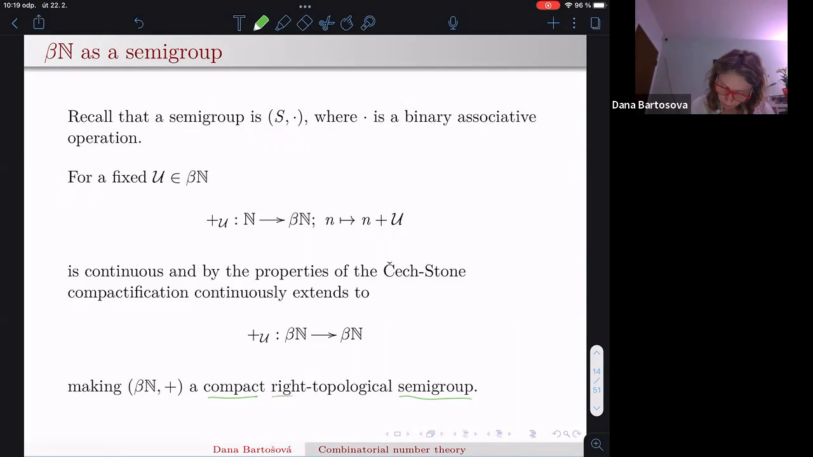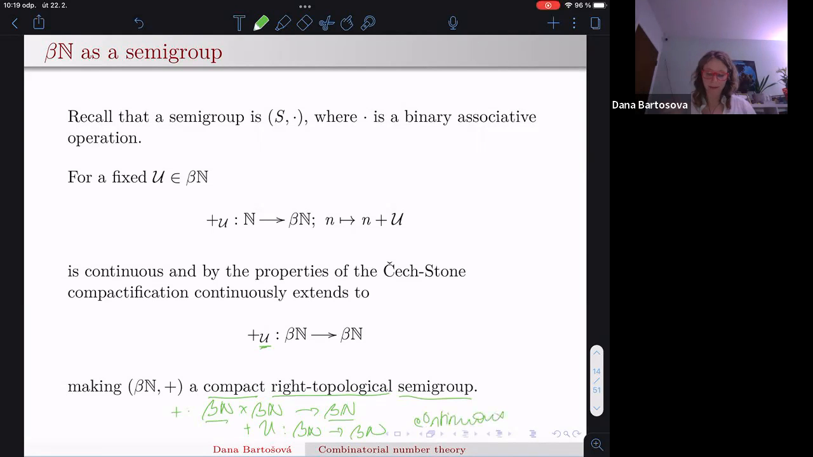And this right topological means that if I fix the second coordinate, right? So I have now plus that goes from beta n cross beta n to beta n. And if I fix the right coordinate, then this gives me this addition that goes from this first coordinate to here. And I want this to be a continuous function.